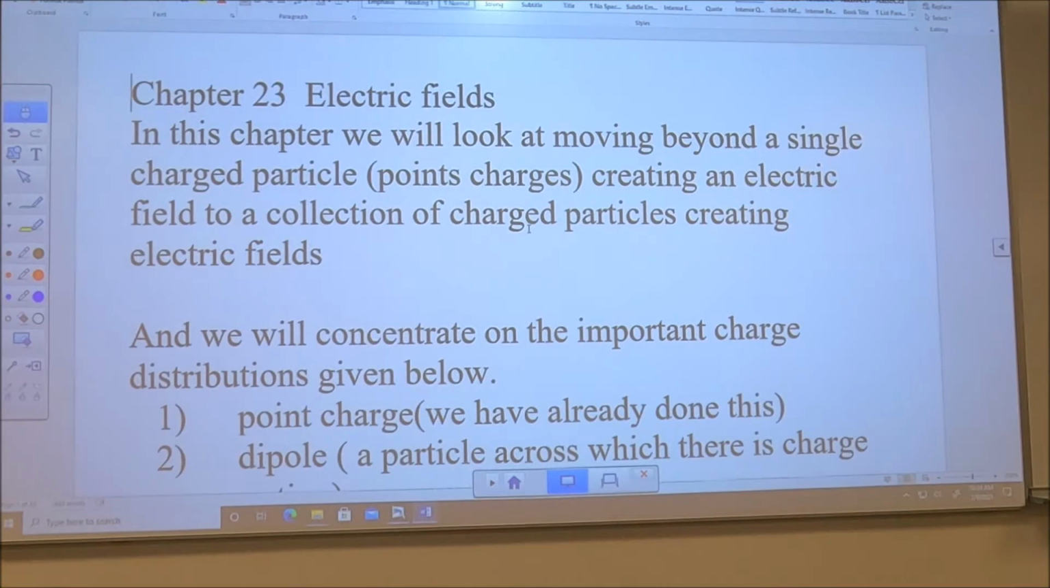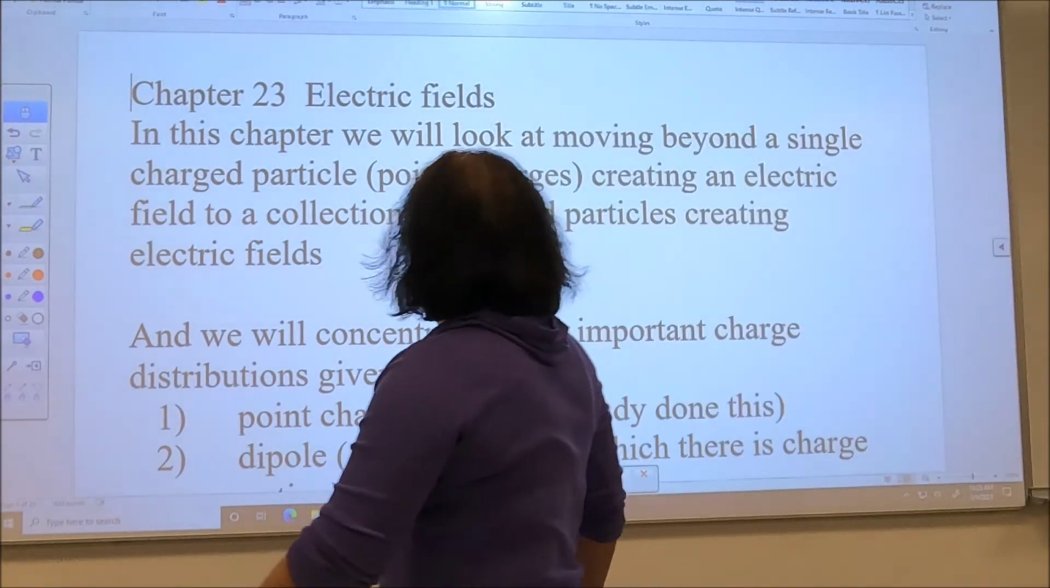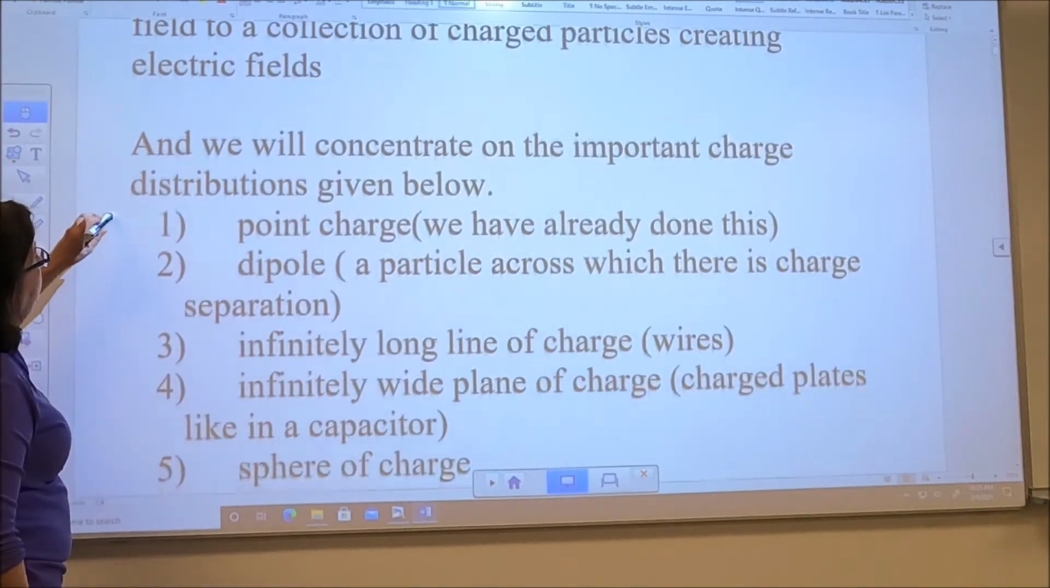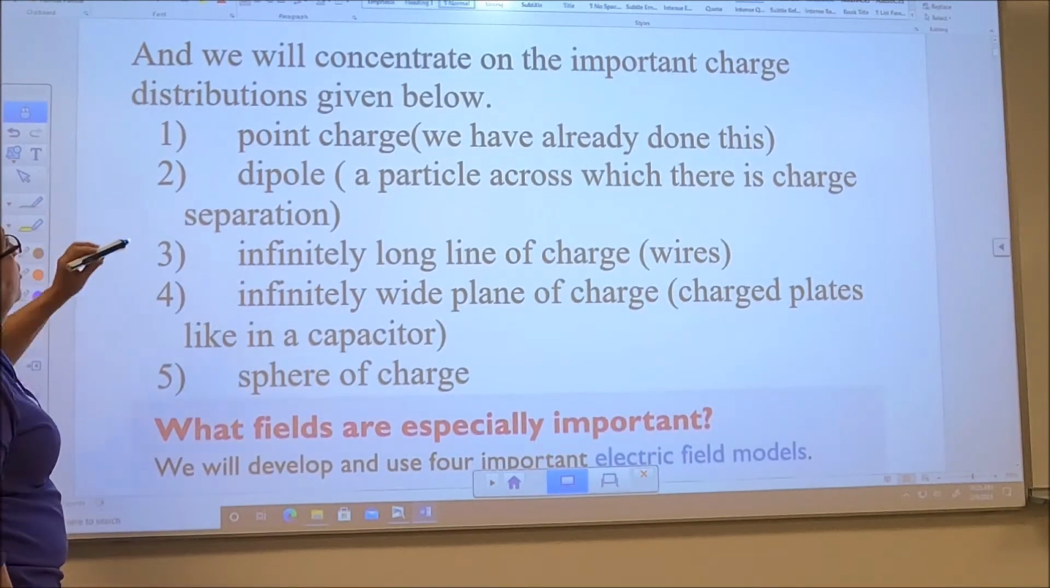Okay guys, we're ready to start the next chapter, which is a study in electric fields. In this chapter, we're going to be moving beyond single point charges, and we're going to be looking at creating electric fields for a collection of charged particles. Okay? So, let's start doing things.